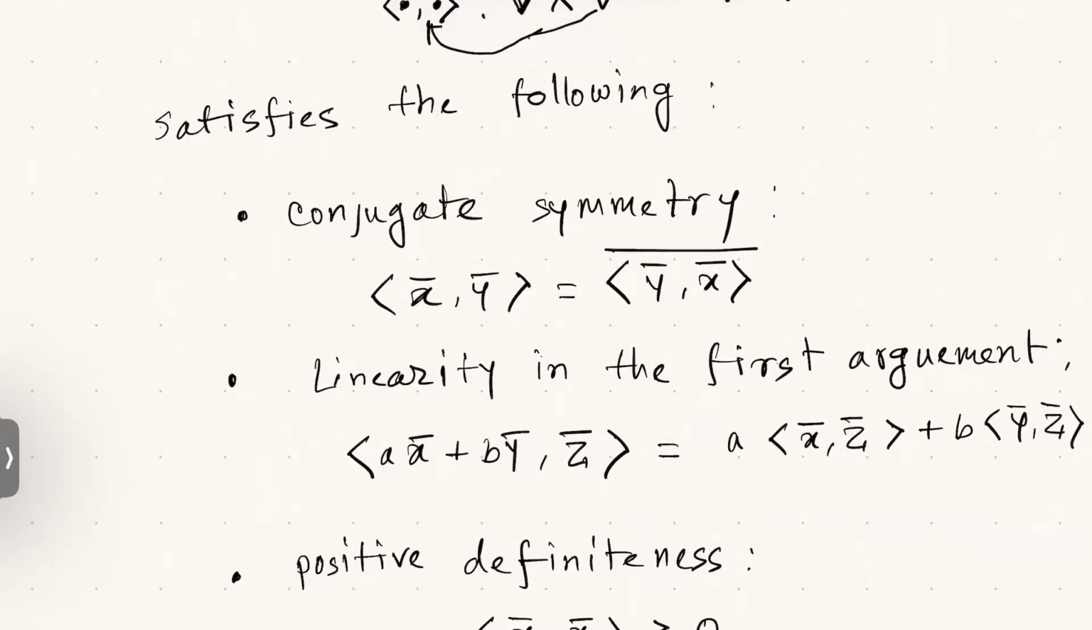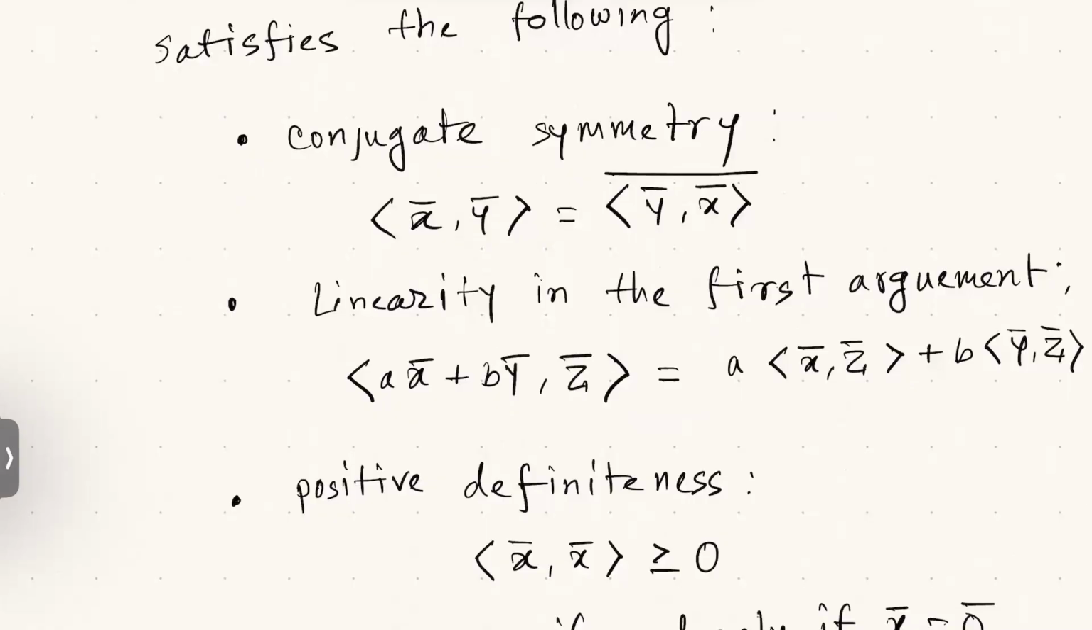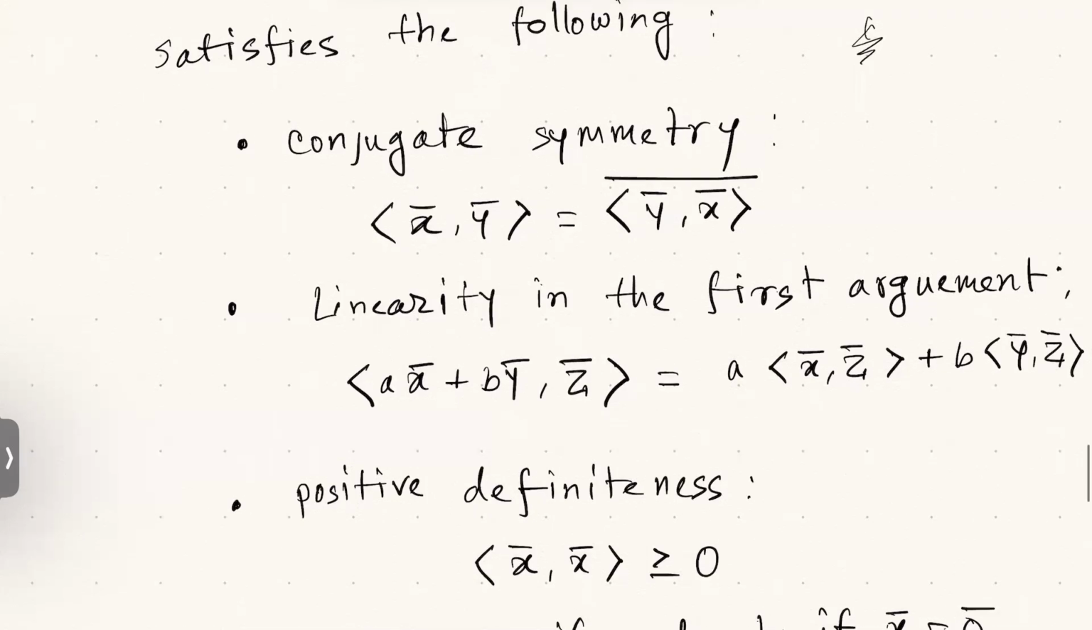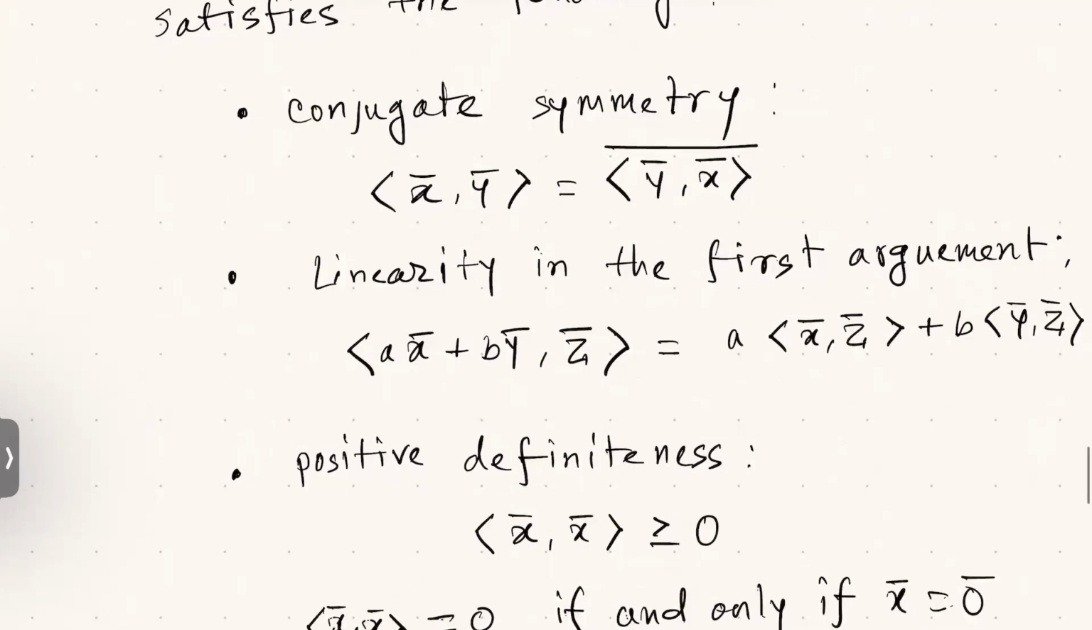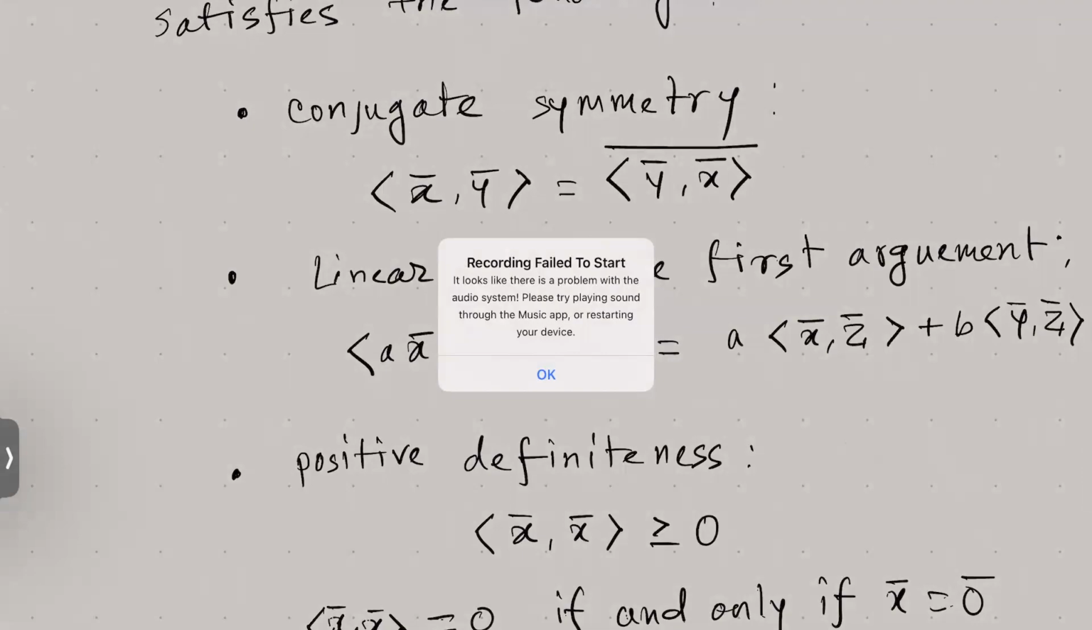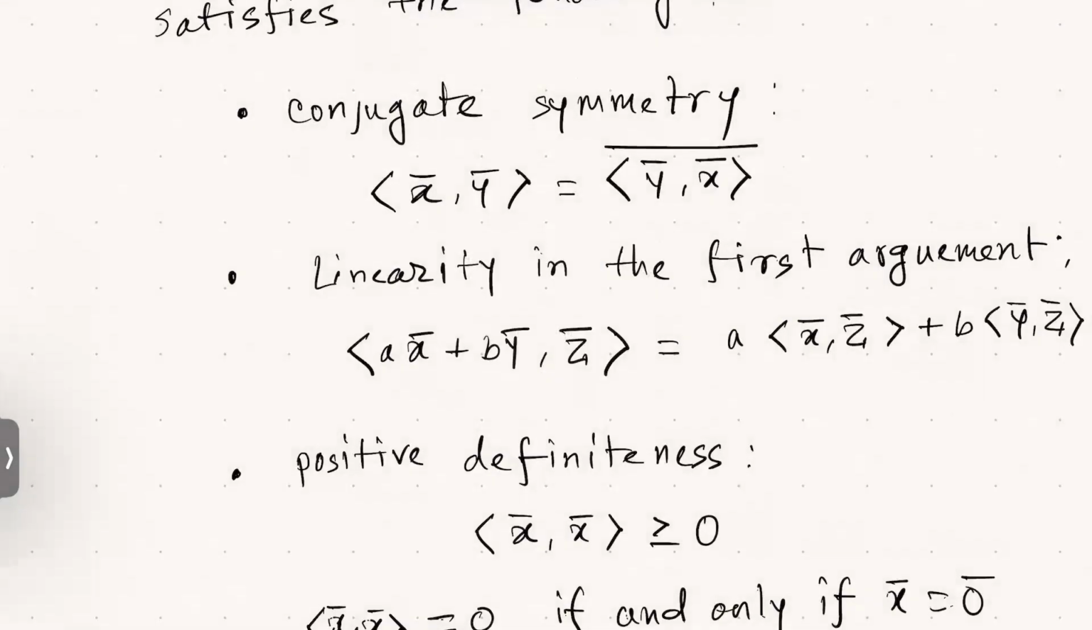Conjugate symmetry, but which bar? The bar on the right hand side. So you are considering this bar? Because you can define the vector space over the field of complex numbers.